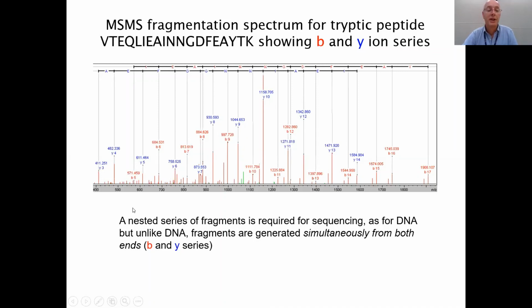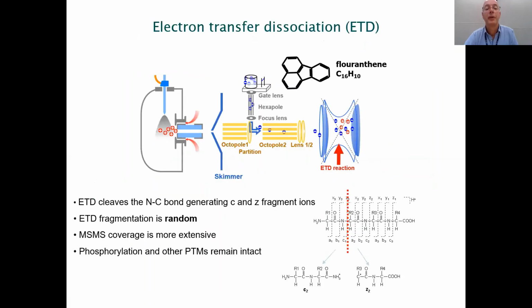So in order to generate sequence data, you need to generate a nested series of fragments, similar to what you do in conventional DNA sequencing. But unlike DNA sequencing, we generate fragments simultaneously from both ends. This is why we get the B and Y ion series. This is a very nice fragmentation spectrum, quite a long sequence run.